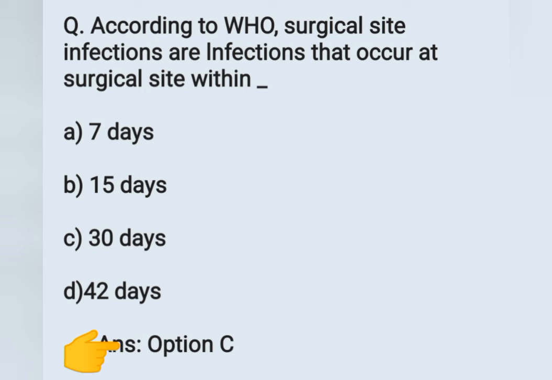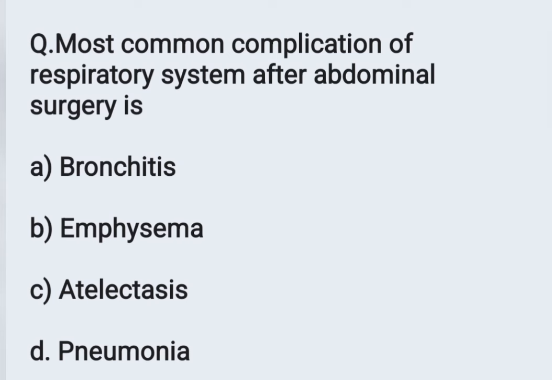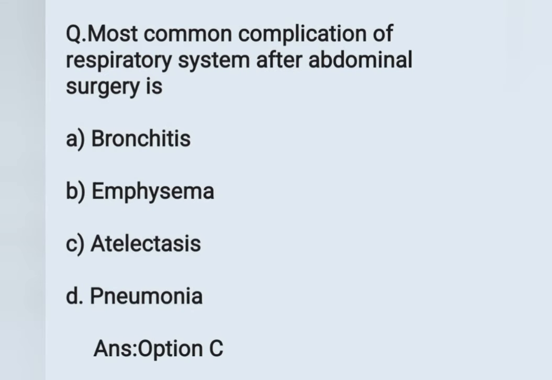Within 1 month. And the next question is, the most common complication of respiratory system after abdominal surgery is. Options: option A, bronchitis; option B, emphysema; option C, atelectasis; option D, pneumonia. Which is the most common respiratory complication after abdominal surgery? The correct answer is atelectasis. Option C is the correct answer, atelectasis or collapse of the lung.